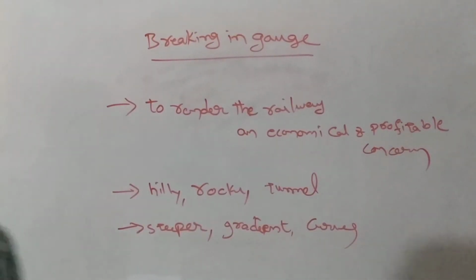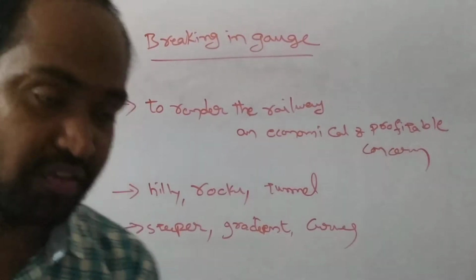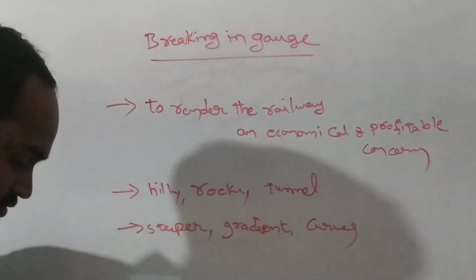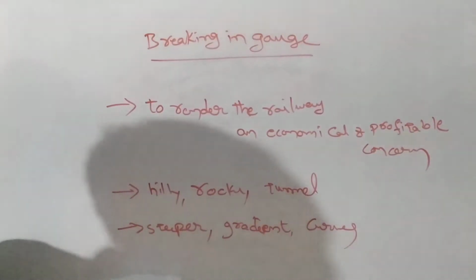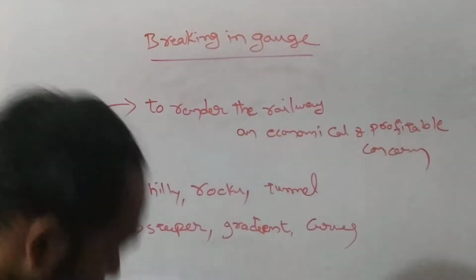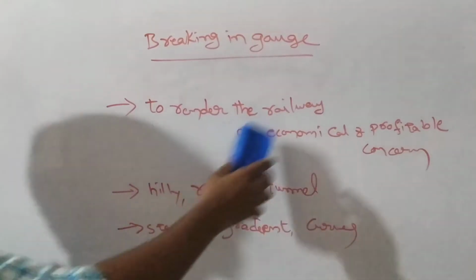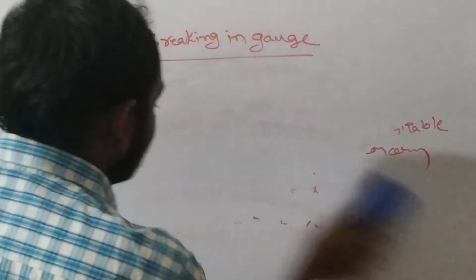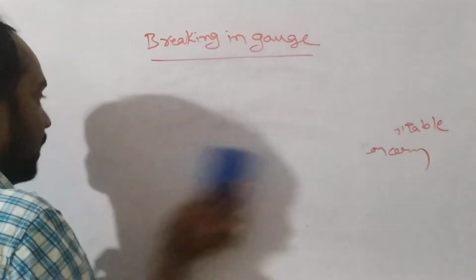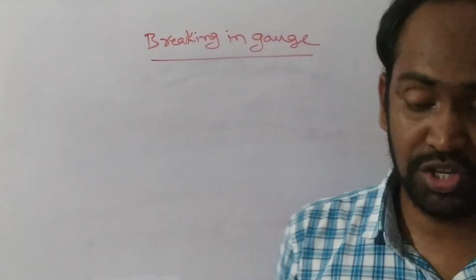But breaking in gauge is useful only under a few circumstances, like whenever we need to change direction, where hilly areas or rocky areas are there, and wherever we need to construct tunnels. But in terms of passengers, time, money, maintenance, and operation, breaking in gauge is not that advisable.